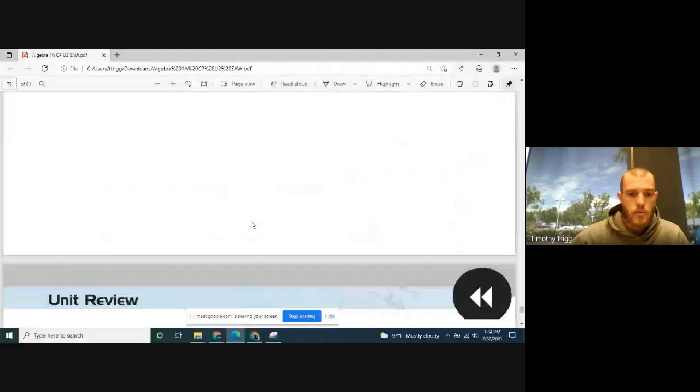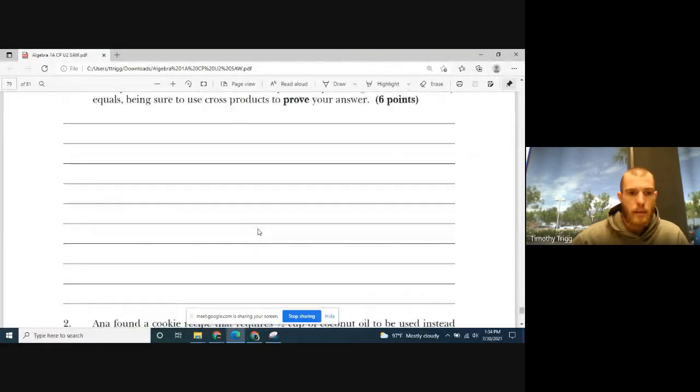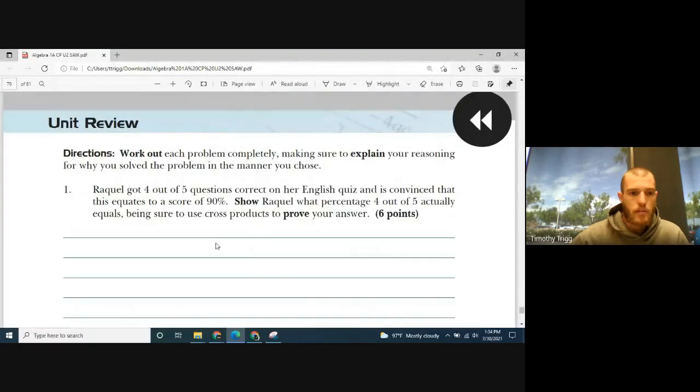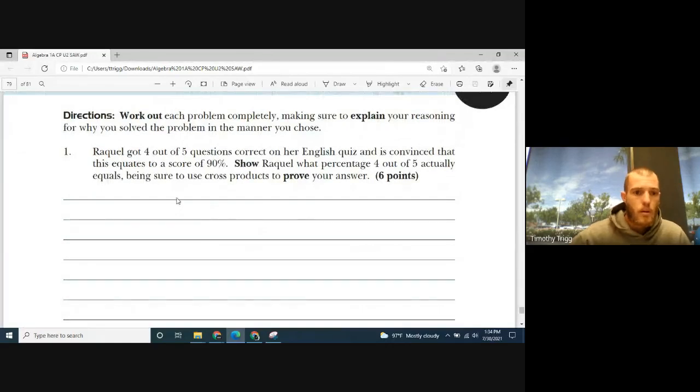So the review starts on page 67. And let's go ahead and read this first question here. Raquel got 4 out of 5 questions correct on her English quiz and is convinced that this equates to a score of 90%. Show Raquel that percentage 4 out of 5 actually equals, being sure to use cross product to prove your answer.